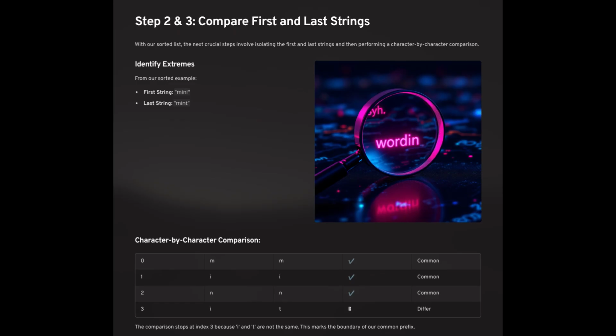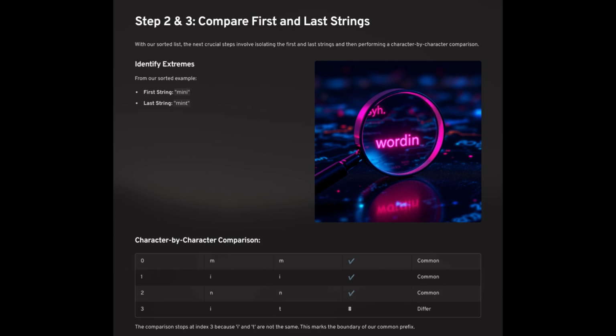Now, steps 2 and 3. Isolate the first and last strings, then compare character by character. For mini and mint. Index 0. M equals M. Index 1. I equals I. Index 2. N equals N. Index 3. I does not equal T. We stop here. The common prefix is up to index 2, min.